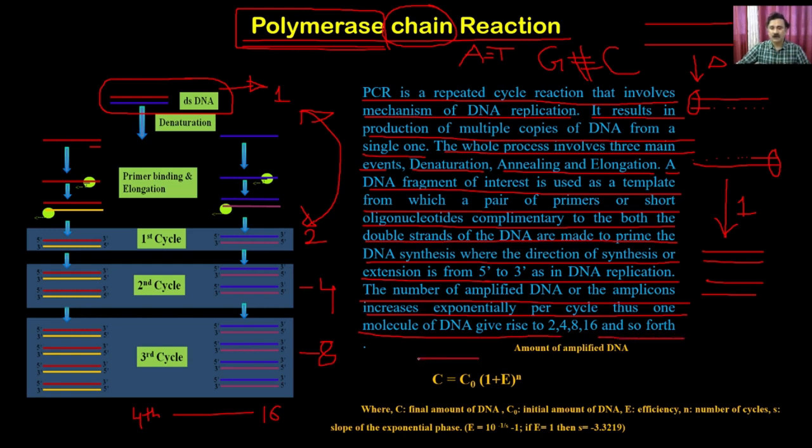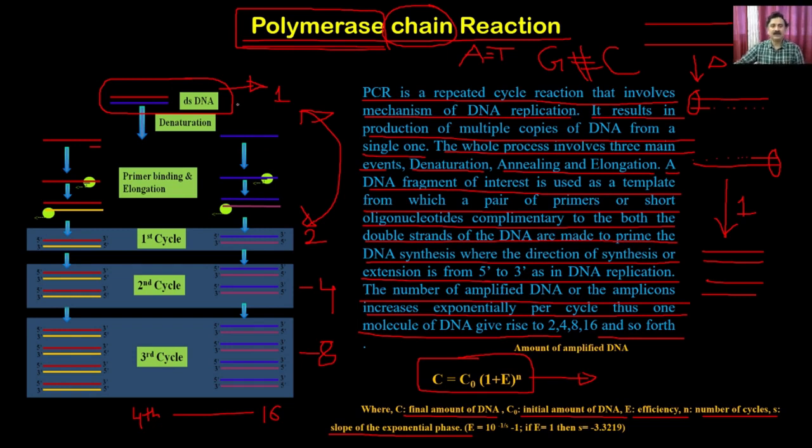That's why if you want to calculate the amount of amplified DNA, you can use this particular type of equation, where C is the final amount of DNA, C naught is the initial amount of DNA, E is the efficiency, N is the number of cycles, and S is the slope of the exponential phase. That is going to give you the complete amplified amount of DNA you will get after n cycles of the polymerase chain reaction.